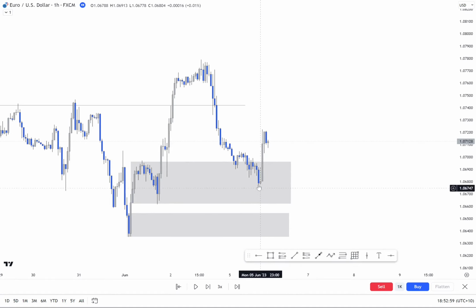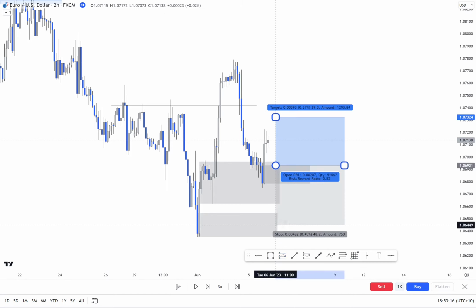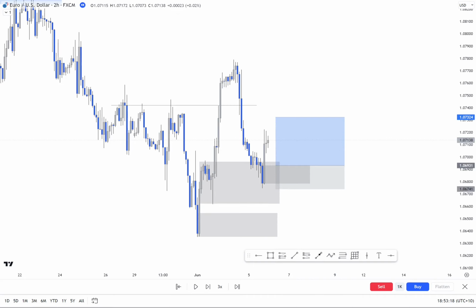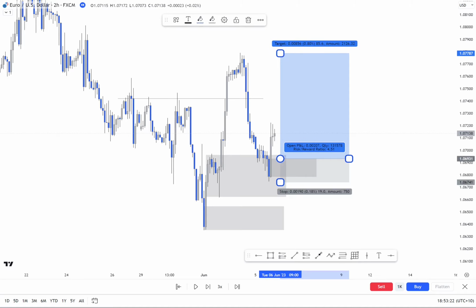So again, I was looking for an entry. The 1 hour looks pretty good. However, I found my entry off of the 2-hour zone. I just thought this order block right here looked a lot better than the other ones. Maybe I chose a different order block, but I chose a similar zone to this one. I can't really remember now. And I set my stop loss right here, and I was aiming for the swing high up here. And let's see what price does.